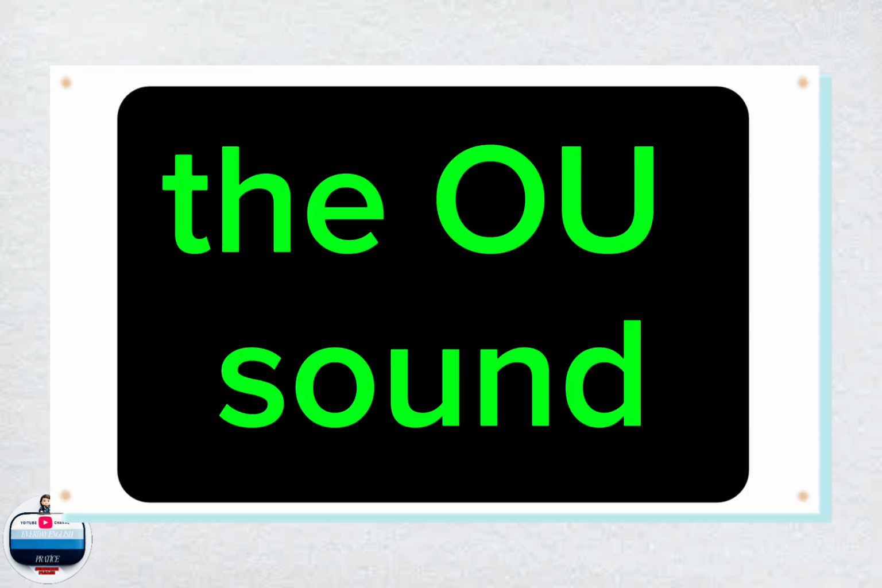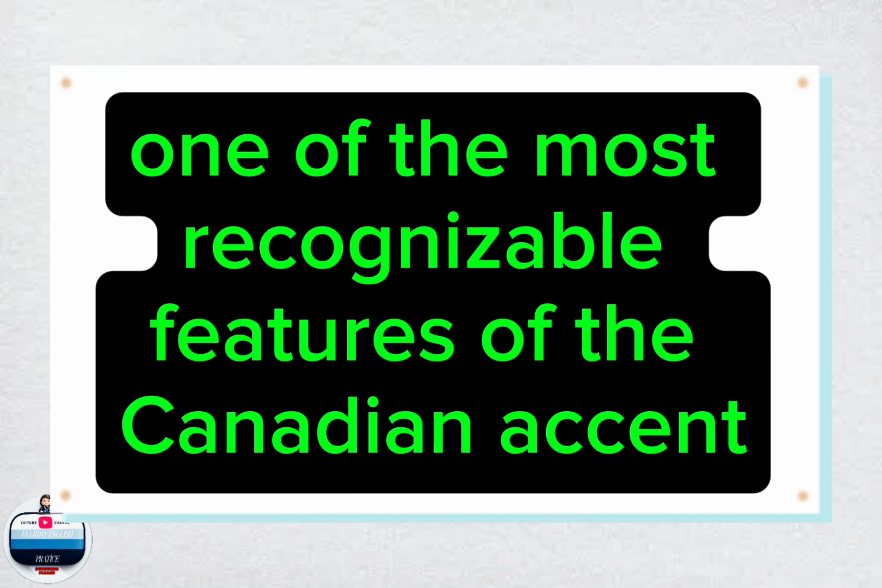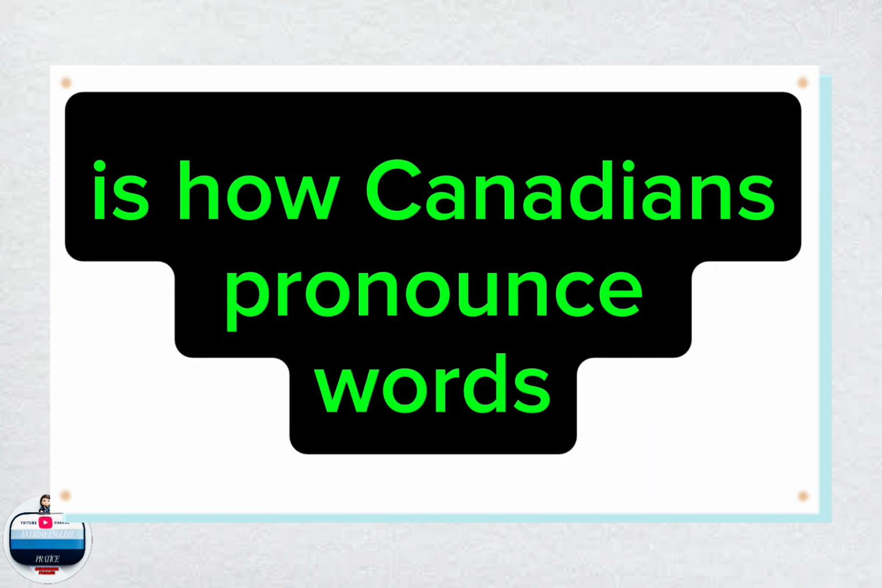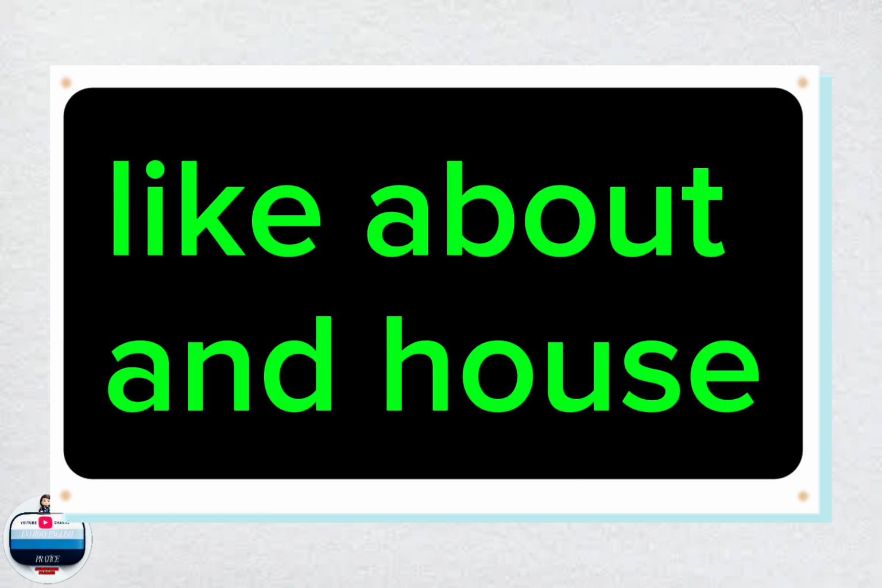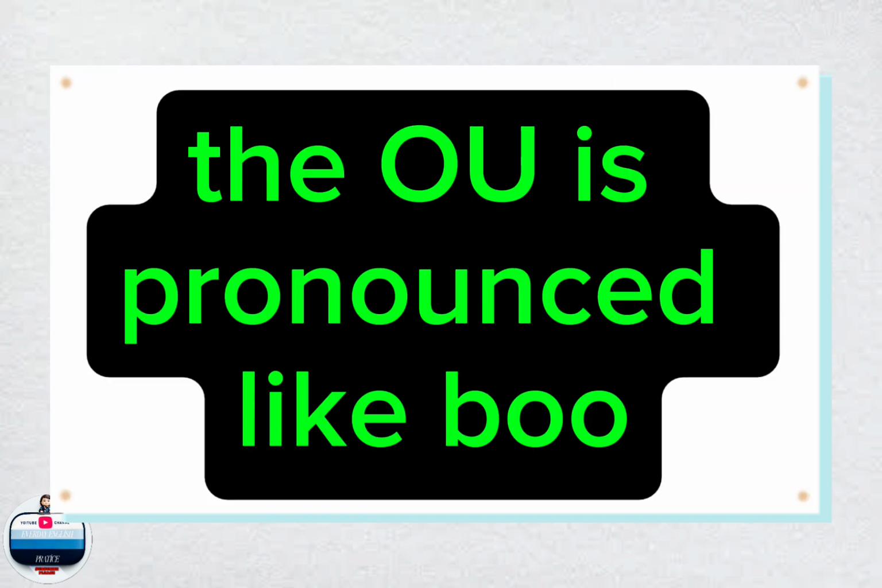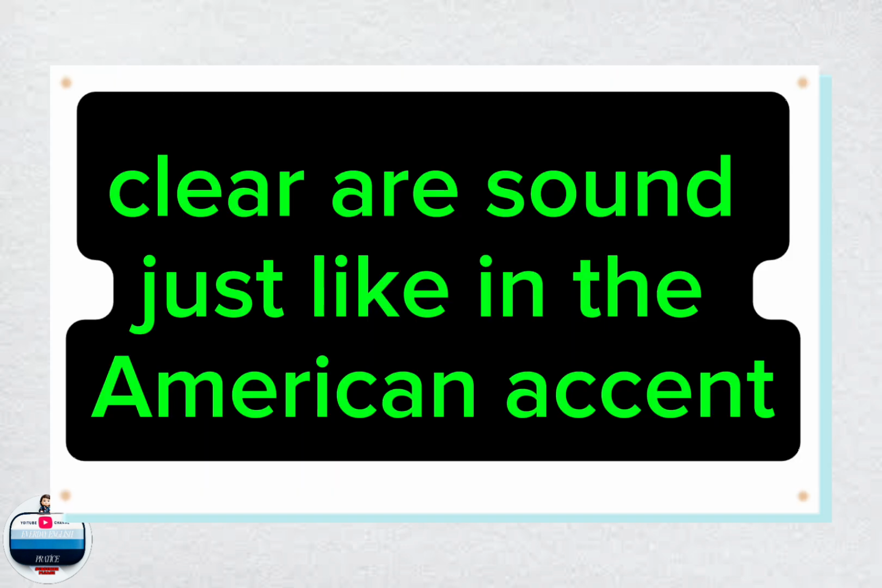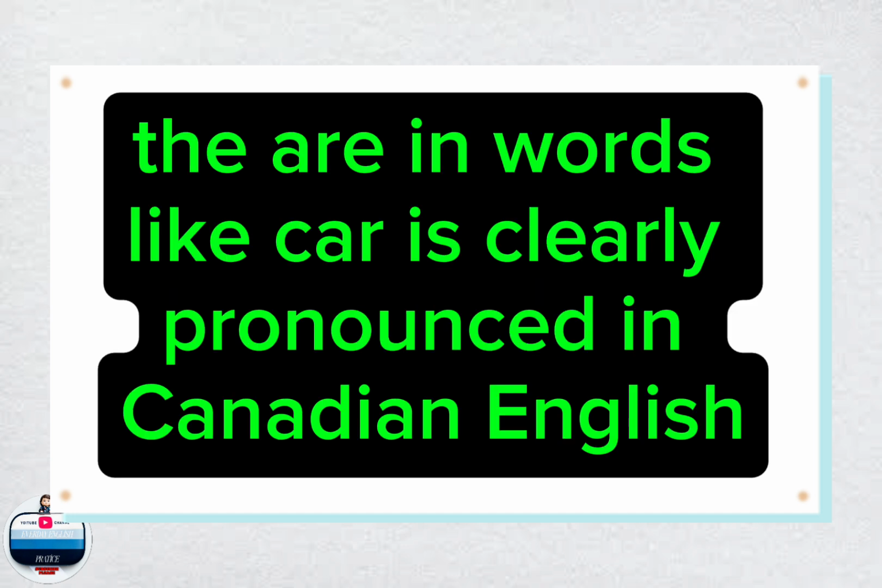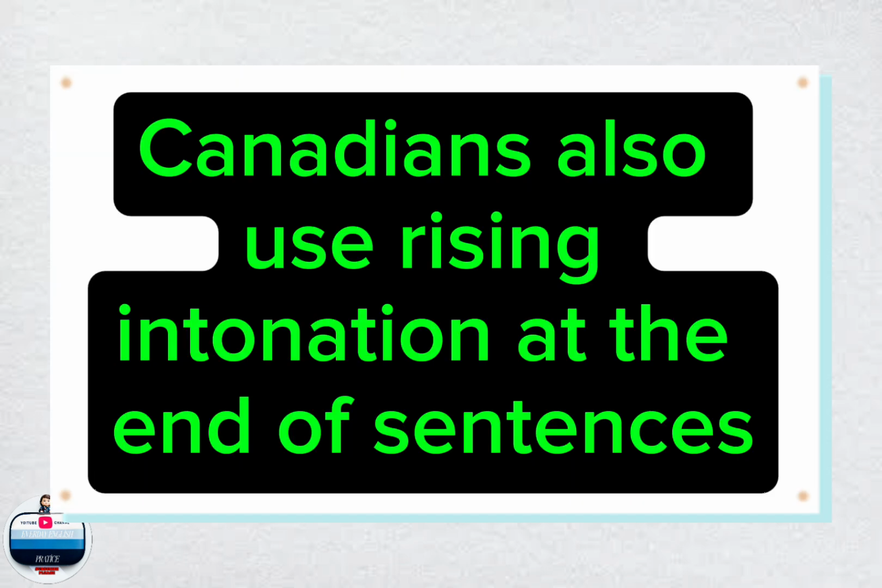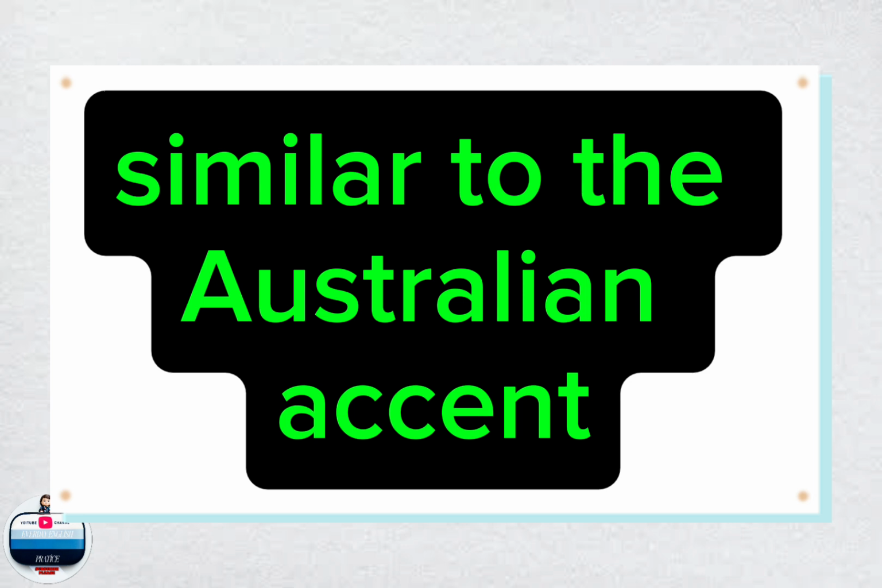The OU sound. One of the most recognizable features of the Canadian accent is how Canadians pronounce words like about and house. The OU is pronounced like oo, making about sound like a boot. Clear R sound. Just like in the American accent, the R in words like car is clearly pronounced in Canadian English. Rising intonation. Canadians also use rising intonation at the end of sentences, similar to the Australian accent.